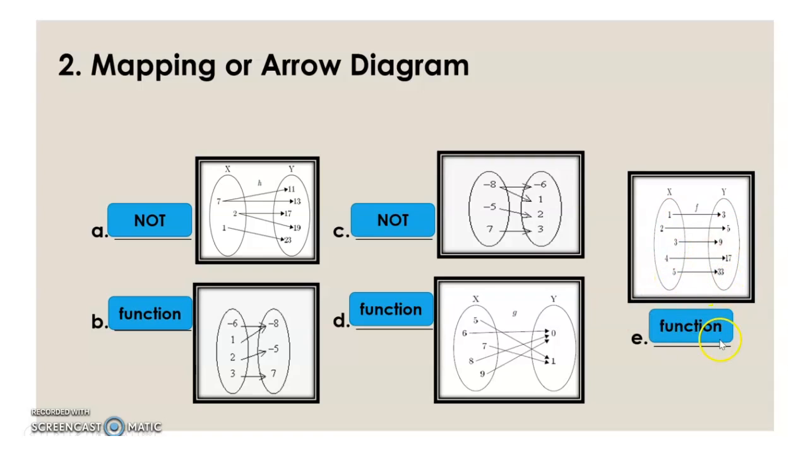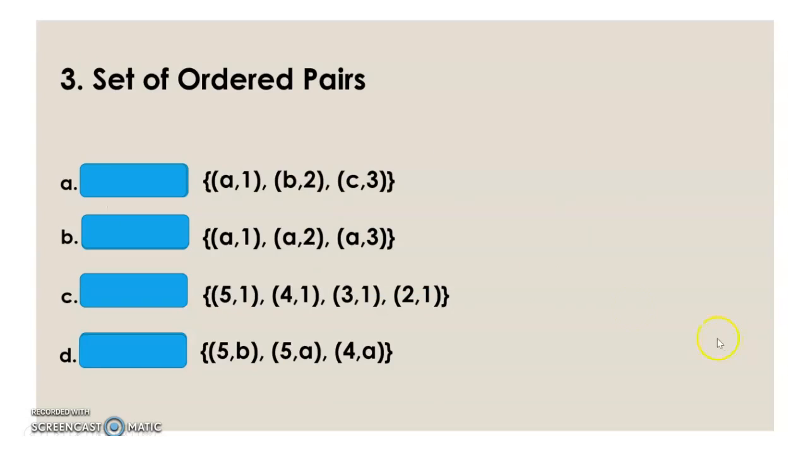This time, let us determine which among the following set of ordered pairs are functions. Letter A, we have the elements in our domain, A, B, C. At tig-isa silang pares, therefore, A is a function. The second one, we have the elements in our domain, A, and they have three different pairs. We have 1, 2, and 3 respectively. Therefore, letter B is not a function.